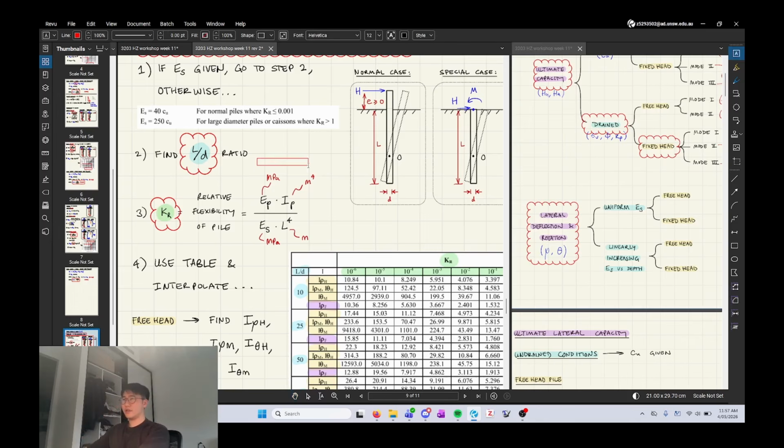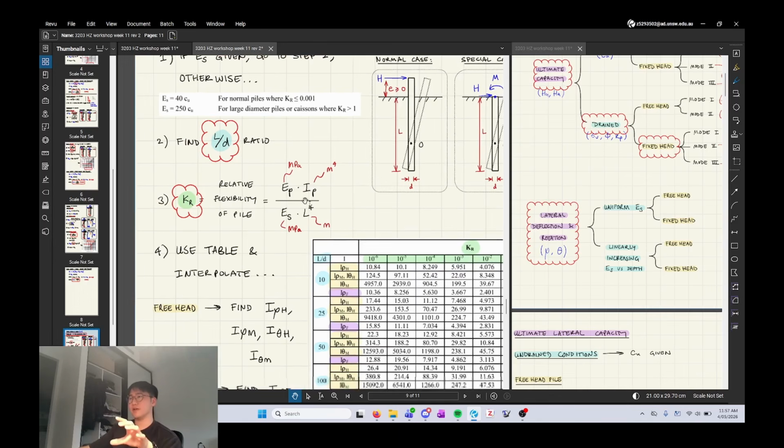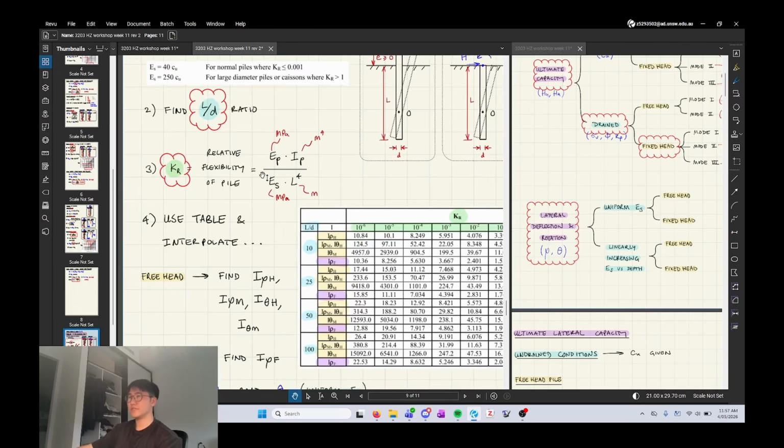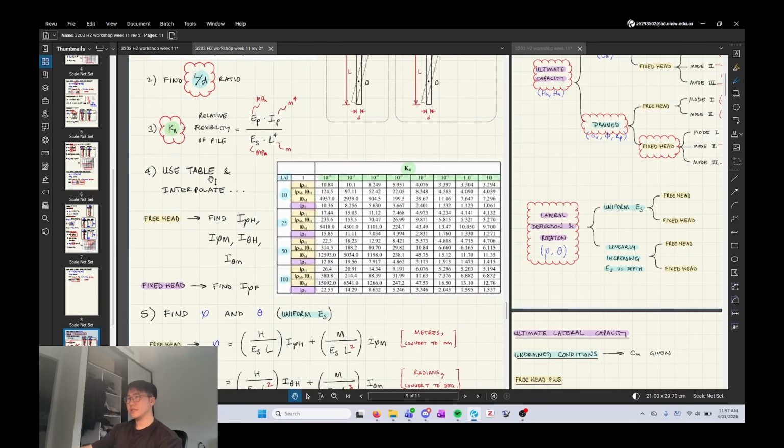A lot of the time, I haven't seen that many examples, but EP is usually given to you in GPa, right? And then you have to convert it to MPa, so you multiply it by 1,000, right? So just make sure these are in the same units, basically, because all the units should cancel out. And then the soil modulus might be given to you in kPa or MPa. So just make sure they're both in MPa, and then happy days. This should be unitless. So you're going to use the table, right?